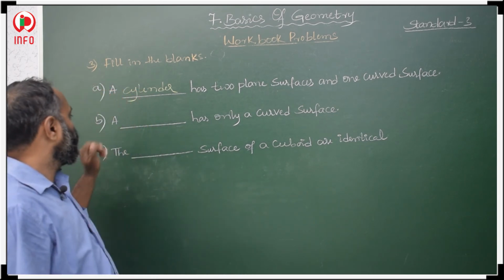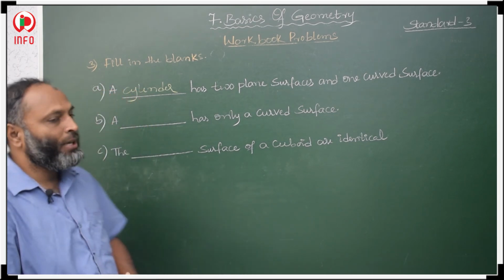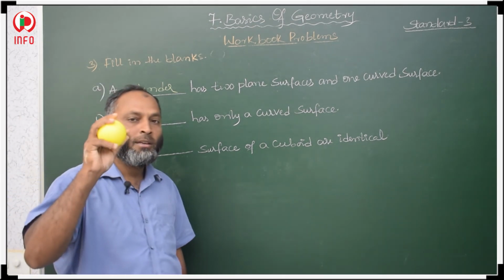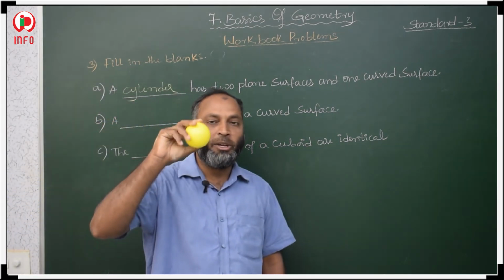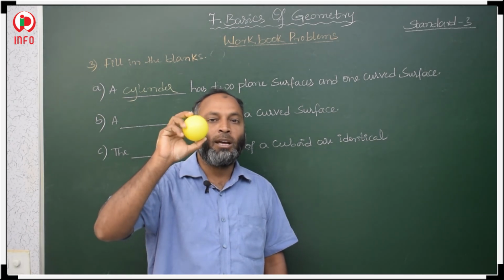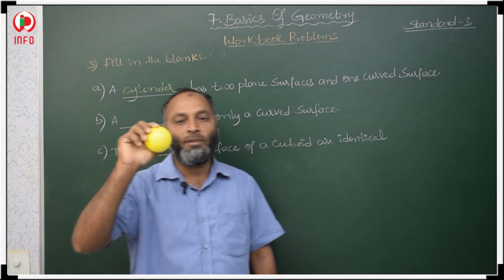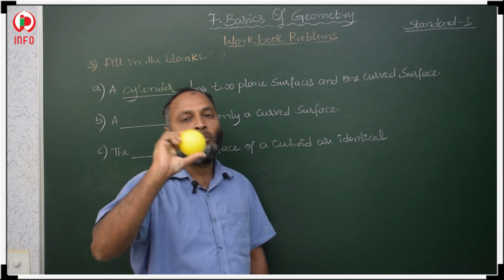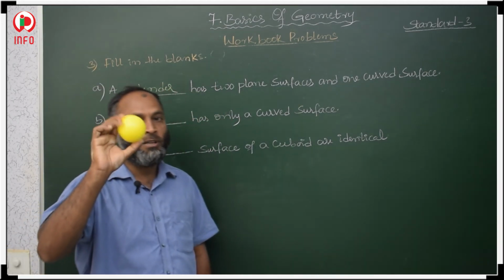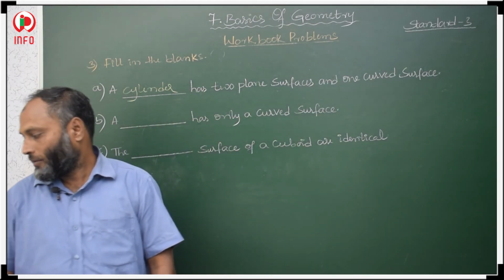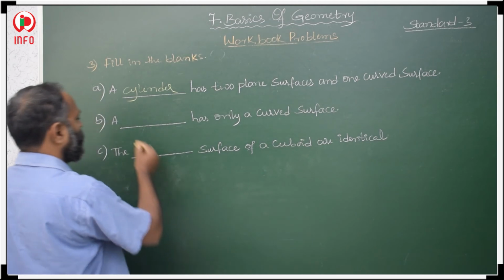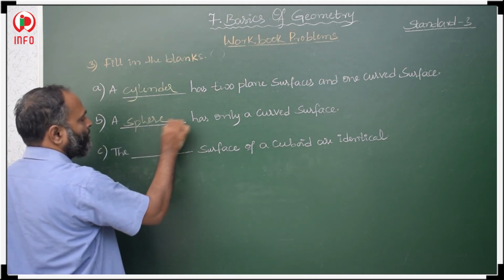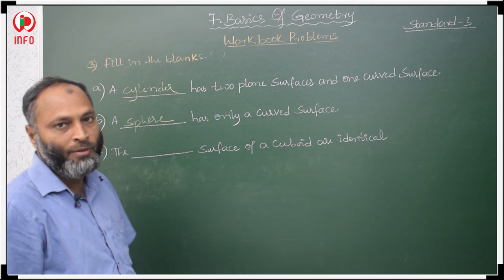Next, second, a dash has only a curved surface. Here, see here. This is a sphere. This is a spherical ball. This spherical ball has only one curved surface. There is no vertex and there is no plane surface. Only one curved surface is there. That is a sphere. A sphere has only a curved surface.